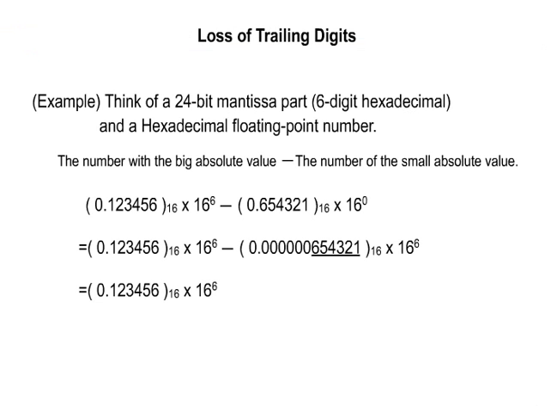Example: think of a 24-bit mantissa part, 6-digit hexadecimal, and hexadecimal floating point number. The number with the big absolute value, the number of the small absolute value. When the exponent part is different, the operation is done after matching the small exponent to the big exponent, so the underlined part is ignored as if 0 had been subtracted.